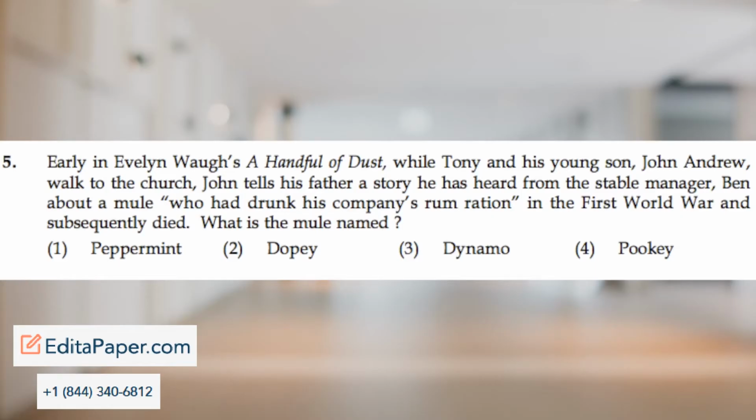The book was published in 1934, and here Tony goes to the Brazilian jungle where he has his son with him, and he tells him a story about a mule. The question asks the name of the mule, and it's option A, Peppermint. Peppermint is the name of that mule. Remember, friends, this is a very, very important work, and what you have to read again is that the work is inspired by the man who liked Dickens. So remember this, guys.